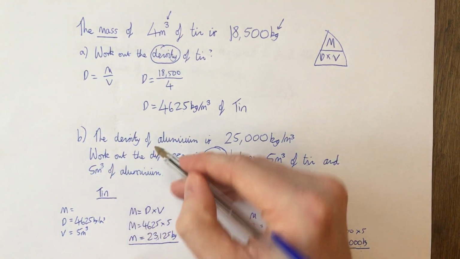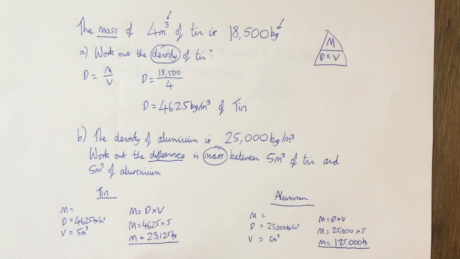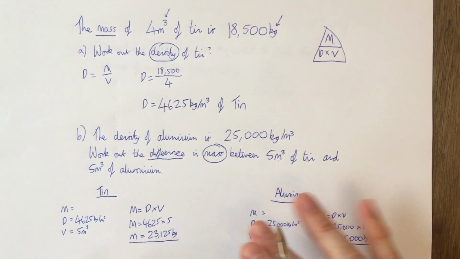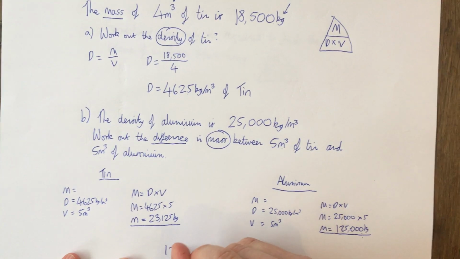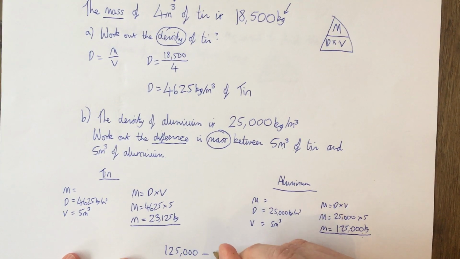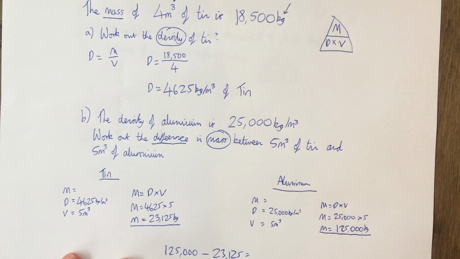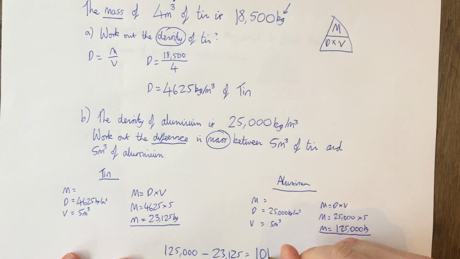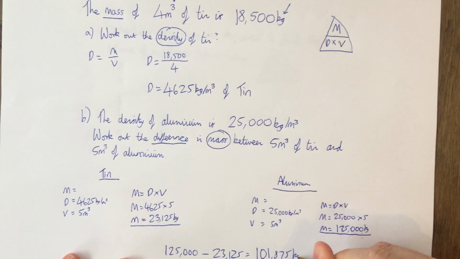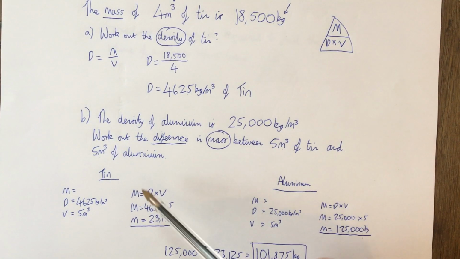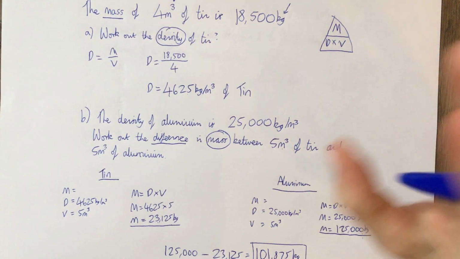It wants us to work out the difference between these two. So therefore the difference between them, you simply just take them away. So it'll be 125,000 minus 23,125. 125,000 minus 23,125 is 101,875 kilograms, and that would be our final answer here. So therefore it is a trickier question, guys, and there's no question about it, but if you lay it out like I have, you'll be able to see what they're given.